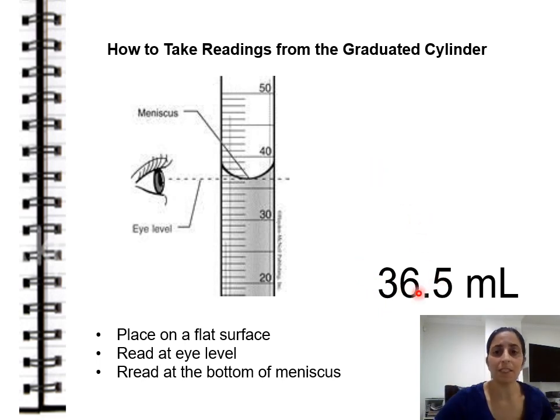Okay, so if it's exactly on the line, you have to write the 0.0 at the end for the graduated cylinders because that will show that there's that extra significant figure there. If you just write 36, that's just 2 significant figures. But if you write 36.0, that's 3 significant figures. So remember, always read 1 past the markings in a graduated cylinder.